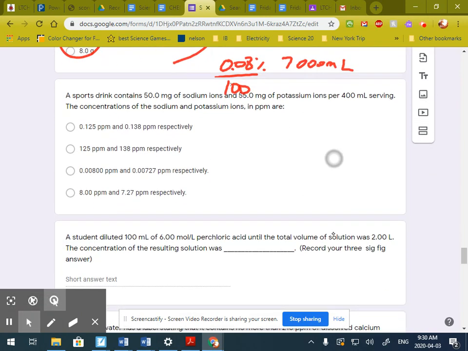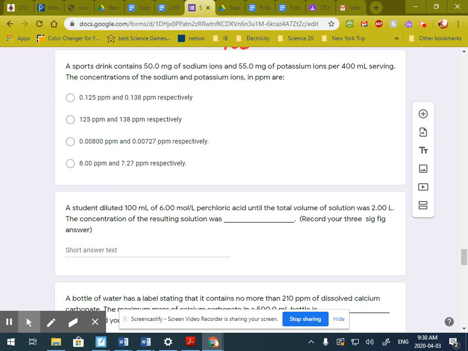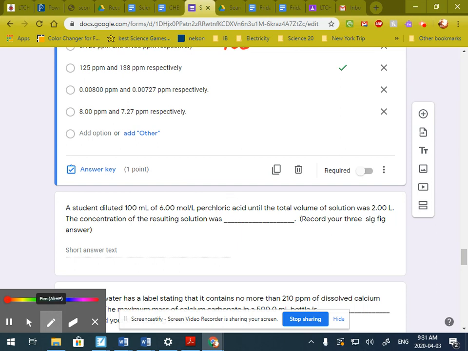Okay, sports drink contains 50 milligrams of sodium ions and 55 milligrams in a 400 milliliter serving. What's the parts per million? Okay, part per million is solute over solution times a million. Now, we need to have the same unit on top and the bottom.